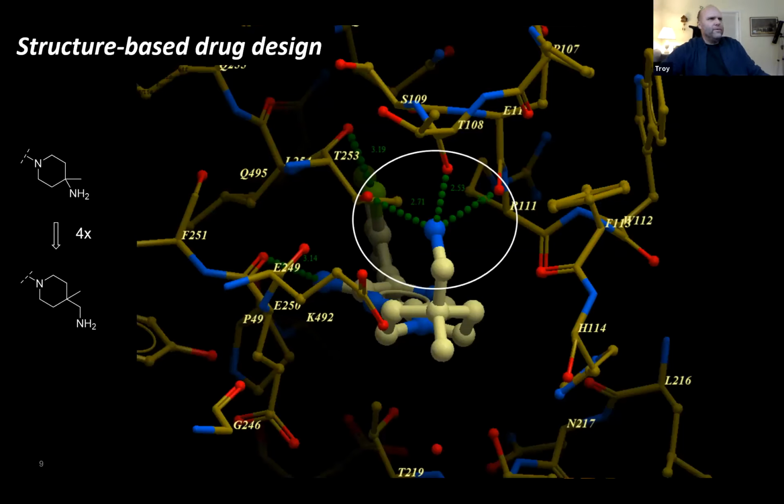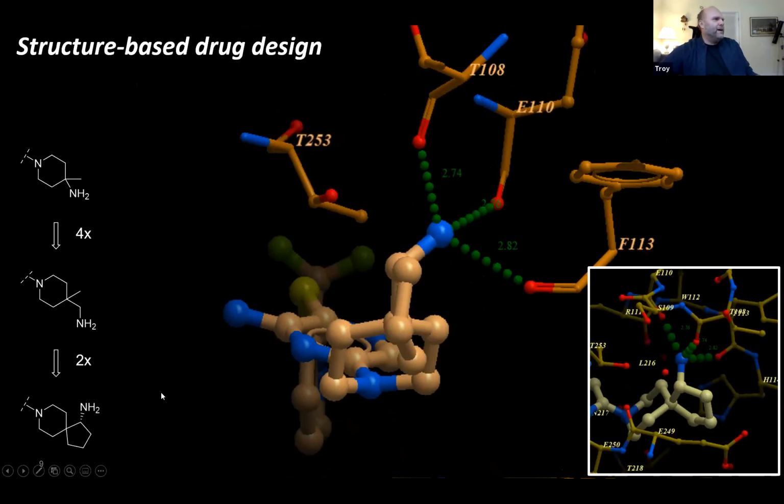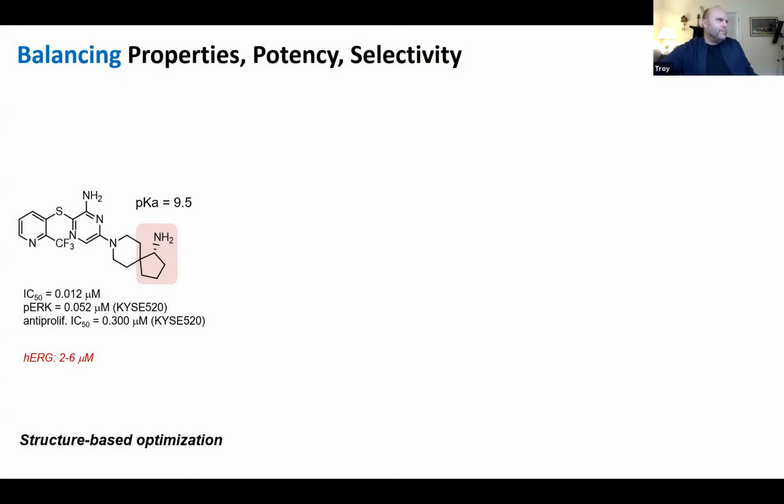Then we thought, okay, what if we spirocyclize, rigidify the system? Would we be able to maybe increase permeability, or what would be the effect of that? And what we found is we were able to further increase potency with these spirocyclic systems. And this was all designed based on what the structure was telling us to maybe reach out and touch someone, grab some interactions, do something different than what the hits were showing. But that brought us into a space where the structure-based design kind of came to a halt.